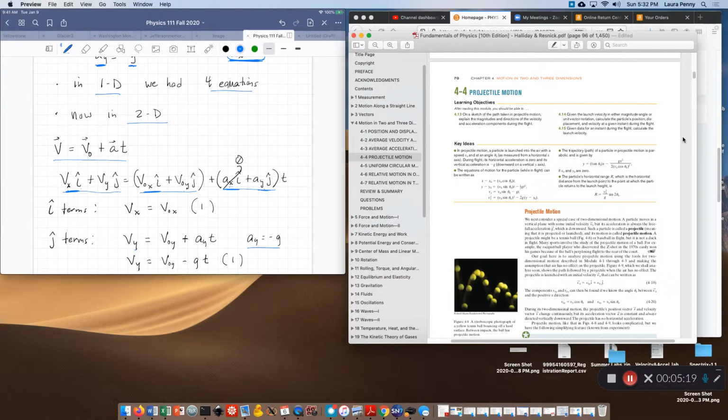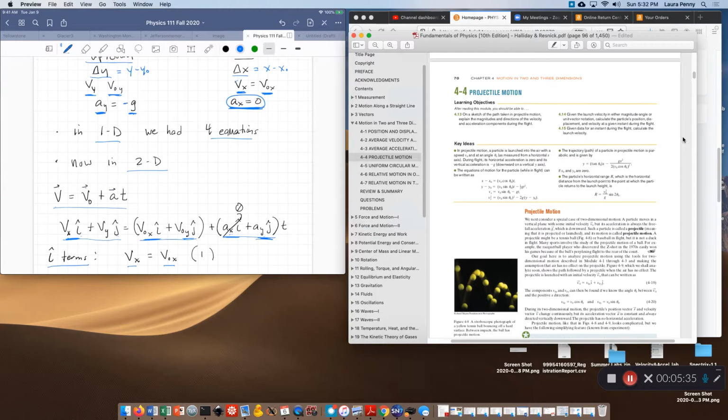They can't affect the stuff that's happening in the J hat direction. And so we can combine our I hat terms. In that case, all I have is that the final X velocity is the initial X velocity, which I already knew. So that's not particularly interesting.